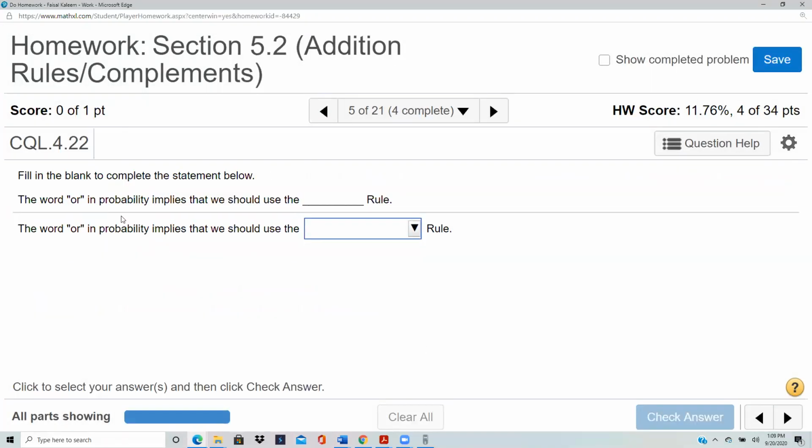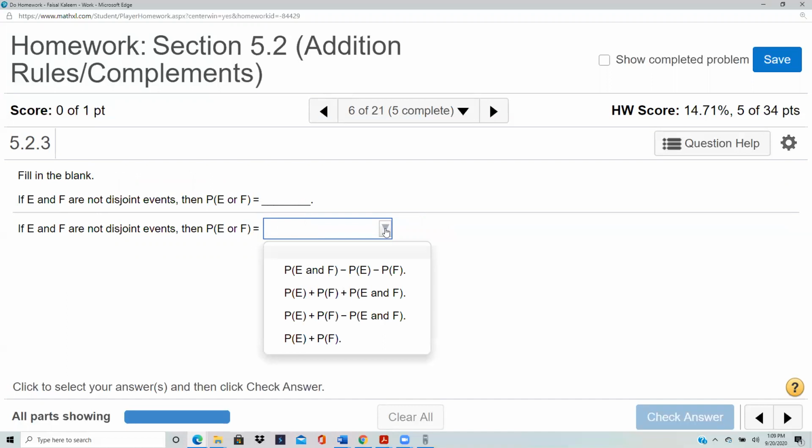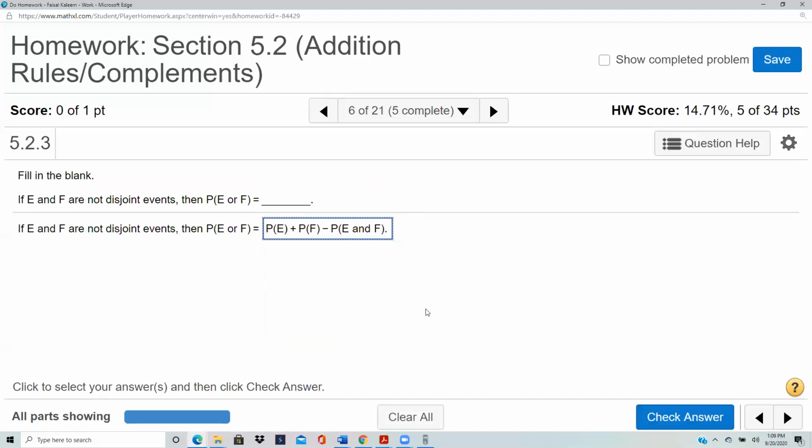Okay, the word "or" implies, as the first thing I said when I was looking at those rules, that you use the addition rule. So "or" and addition just go hand in hand in probability. If E and F are not disjoint events, then the addition rule is the first one that we wrote, P(E) plus P(F) minus P(E and F), because that's the most general rule. And if they are disjoint, then you know that this negative part is gone.